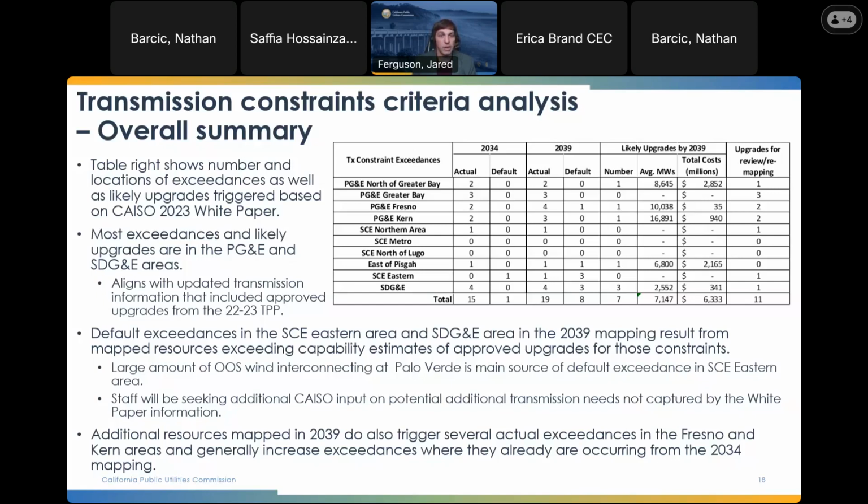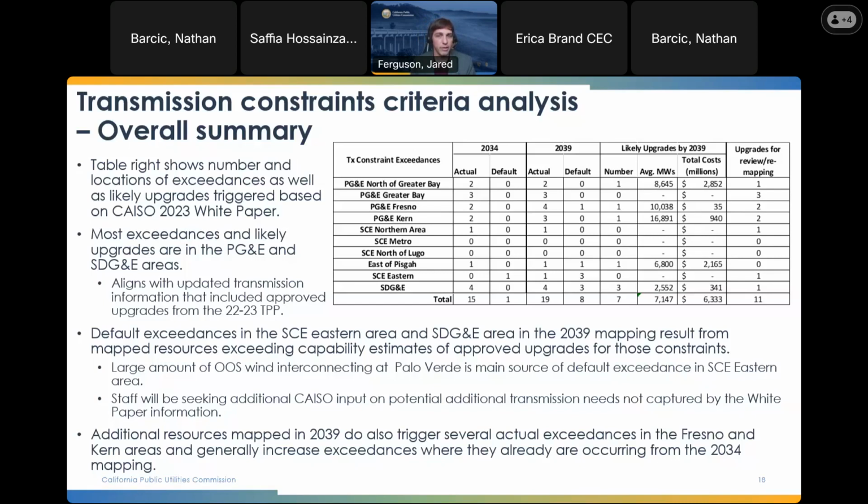So that's one thing we are going to be working with ISO staff to assess: what's the potential cost or need of an additional upgrade beyond those upgrades in those areas. And then the last half of this table on the right shows what I'm calling likely upgrades.